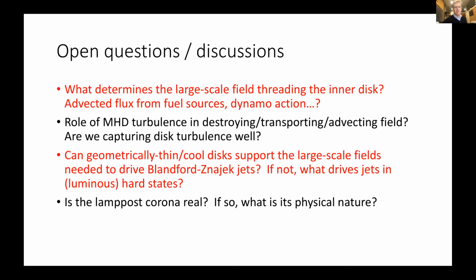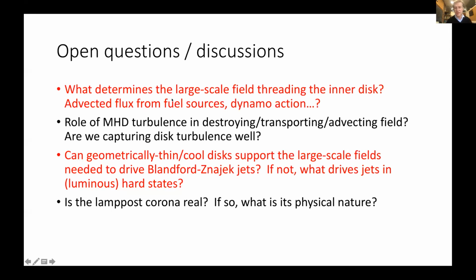I mean, the first topic here, what determines large-scale fields threading the inner disk? I think it's fair to say that of all the beautiful simulations that exist in this field, it is still true that the final outcome of the simulated accretion disk is largely shaped by the initial conditions of the magnetic field, in the sense that if there's a significant poloidal flux in the initial conditions, that will lead to final accretion disk setups with very strong flux. So how does nature do this?